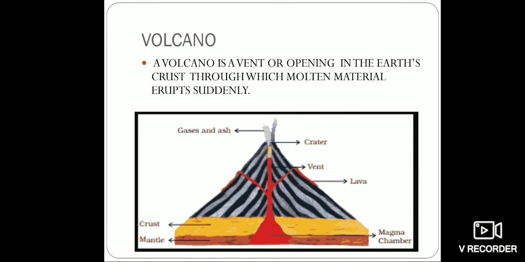And in that picture, you can see there is a red colored pipe-like structure which we call a vent. The upper part of the opening is known as the crater of the volcano, and that is the red colored lava flowing outside the volcano. That is a volcano.